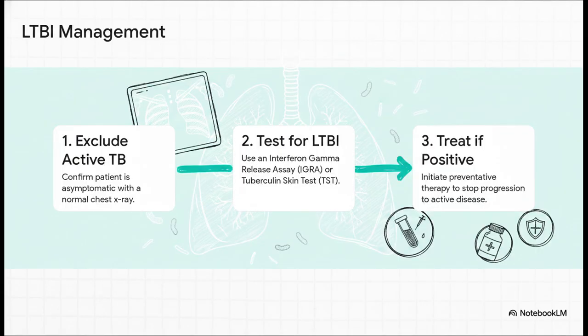And the process itself? Super straightforward. Just 3 steps. 1, and you cannot skip this, you have to make sure they don't have active TB. That's first. 2, you test them for the latent infection, using either an IGRA blood test or a TST skin test. And 3, if it's positive, you treat.